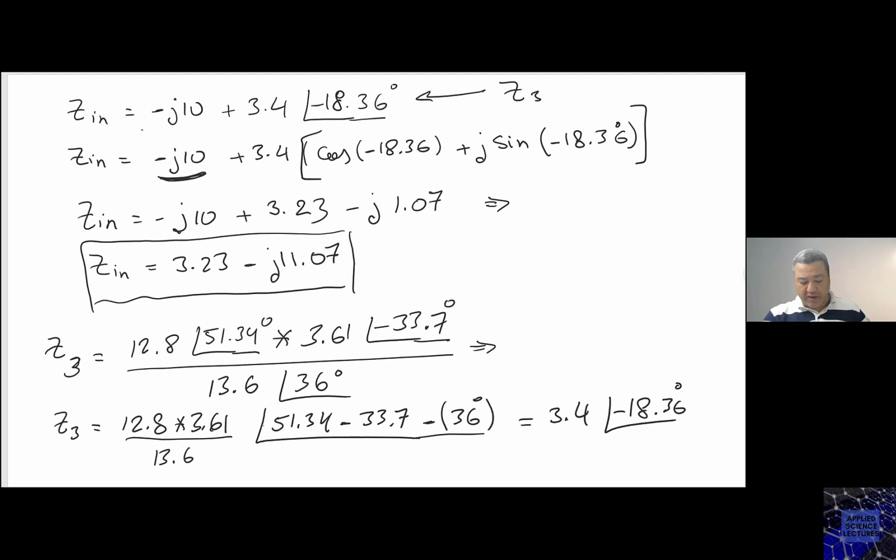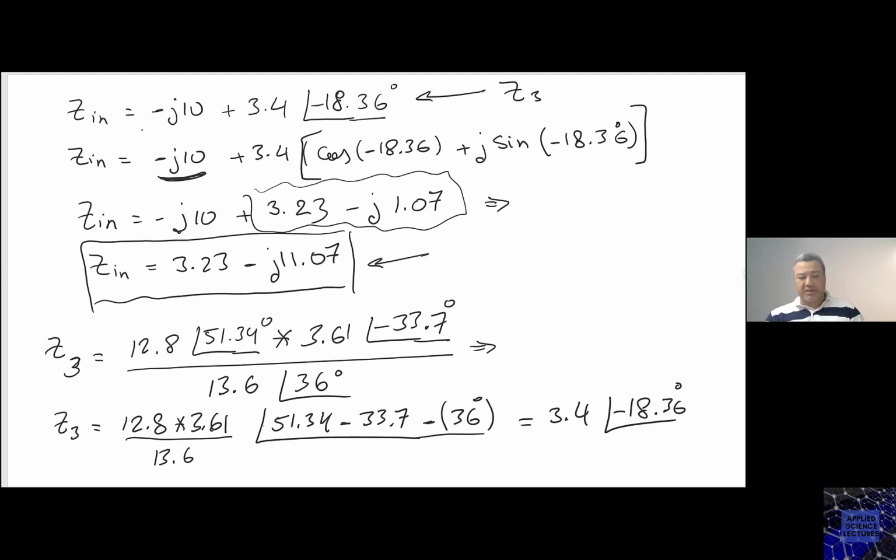So we now, in order to add them, this is an imaginary number. In order to add them, we have to take the Z3 to the rectangular format. So we went to the rectangular format, and we got Z3 to be 3.23 minus J 1.07. Then we added to that imaginary, we got the Zn.